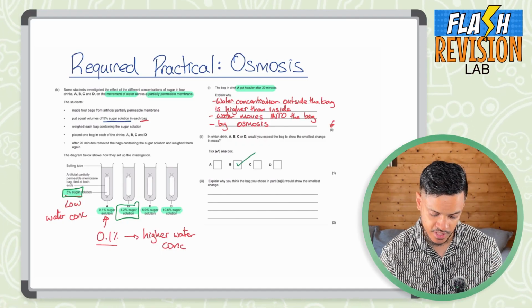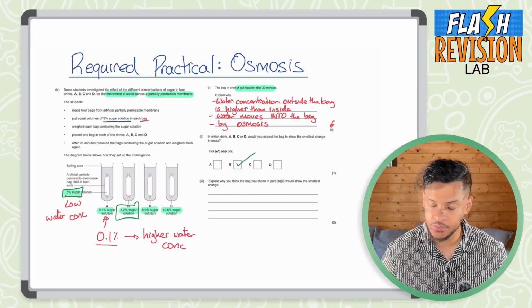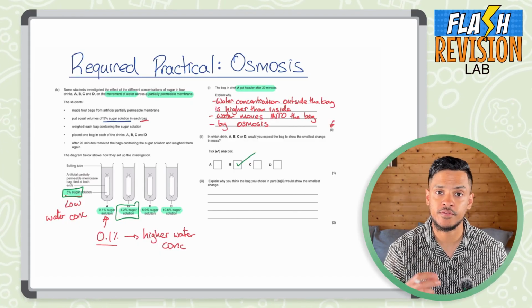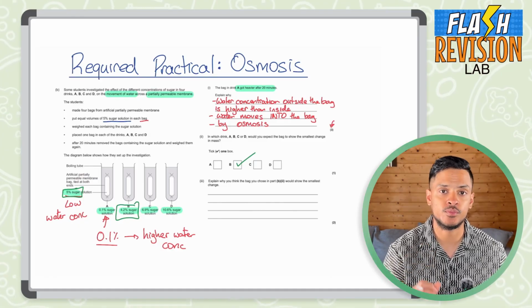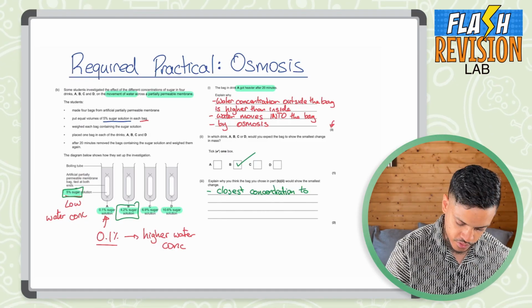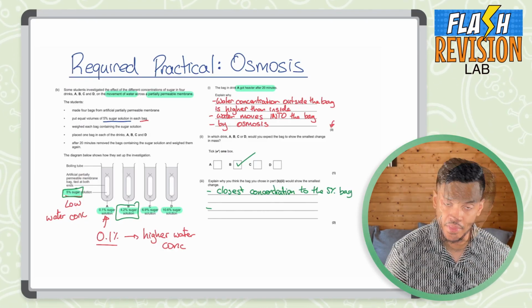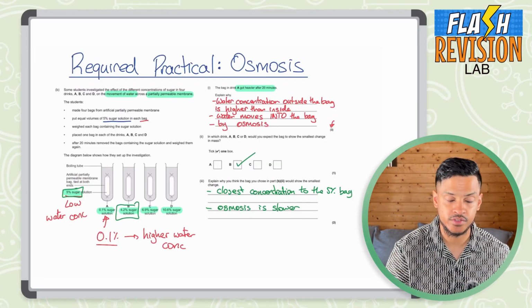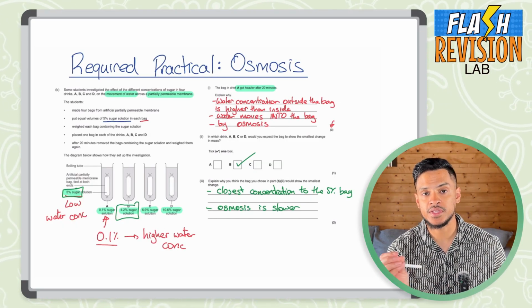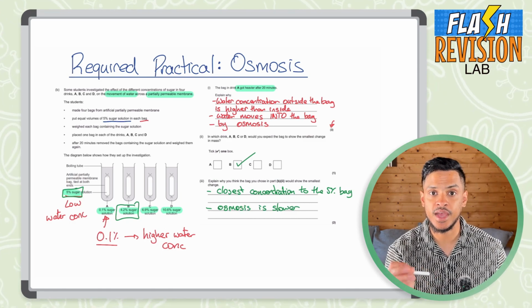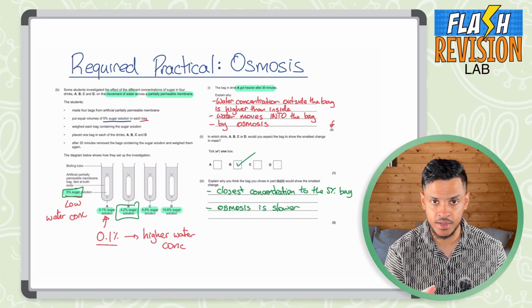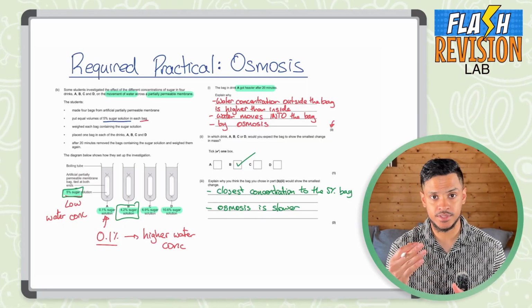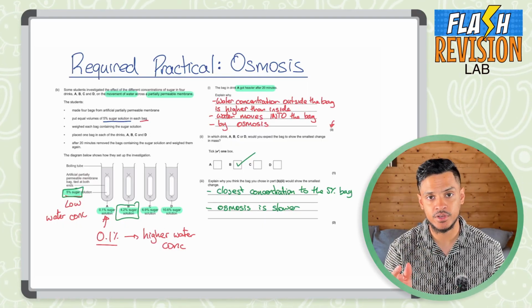And it asks us to explain why for 2 marks. So we can either say that it's got the closest concentration to the 5%, or you can say it has the smallest concentration gradient. Closest concentration to the 5% bag. Therefore, that means osmosis is slower. So if osmosis is slower, it means less water is going to enter that bag in the same amount of time. So the final mass is going to have a smaller increase compared to bag A, for example.